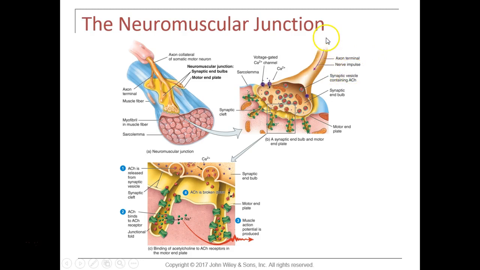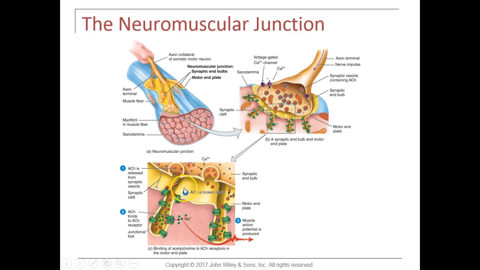So here the nerve impulse comes down the axon terminal. It reaches the synaptic end bulb. That nerve impulse causes voltage-gated calcium channels to open in the synaptic end bulb, which causes calcium to flood the inside of the synaptic end bulb, which causes the exocytosis of acetylcholine into the synaptic cleft.